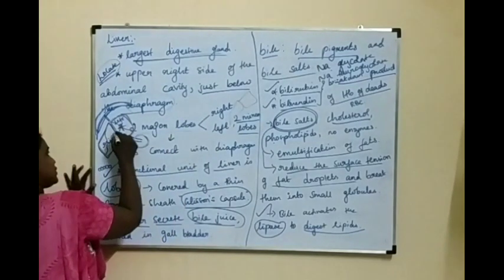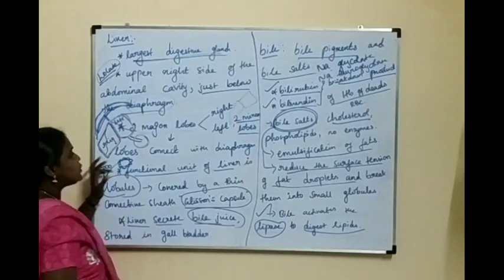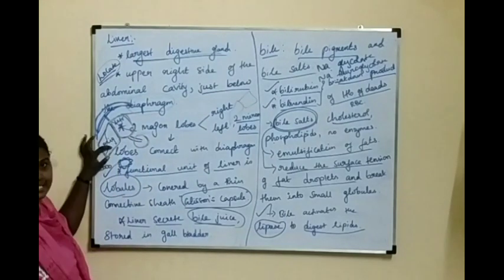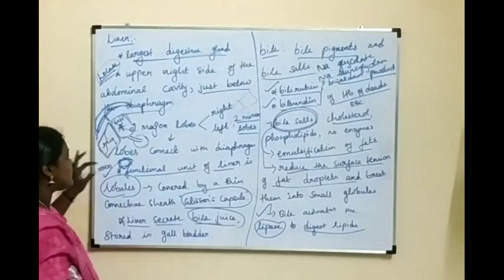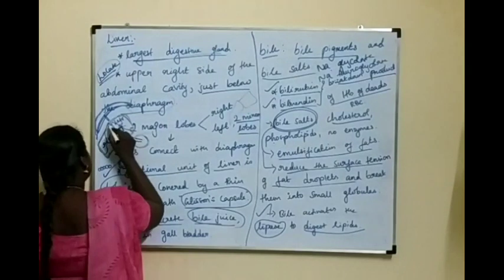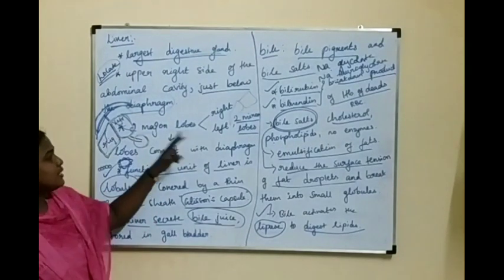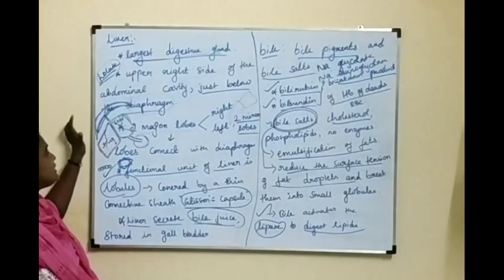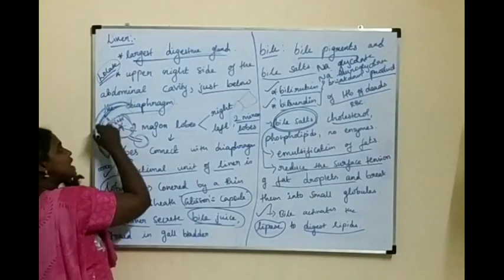So this is the structure of the liver. These are the 2 major lobes. This one is the right lobe, and this one is the left lobe. Inside, it has 2 minor lobes. So these are the lobes. It will be attached to the diaphragm.